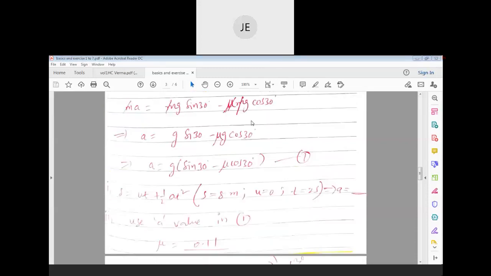You will get acceleration 4 meter per second square. So if you substitute the a value in equation 1, you will get μ as 0.11.